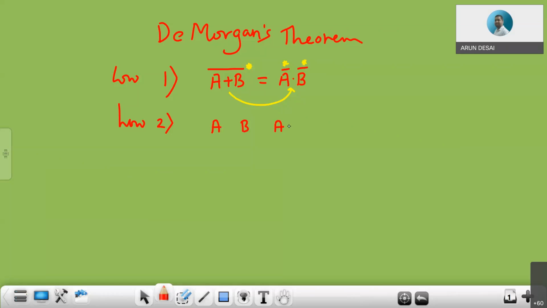Just find out A plus B and complement this column, right? 0 0, 0 1, 1 0, 1 1 is the combination, and try out again for A complement and B complement. Find out A complement, B complement, and then the multiplication of A complement and B complement. So this column and this column should be the same in your truth table. Just find it out. I'll give you 2 minutes.